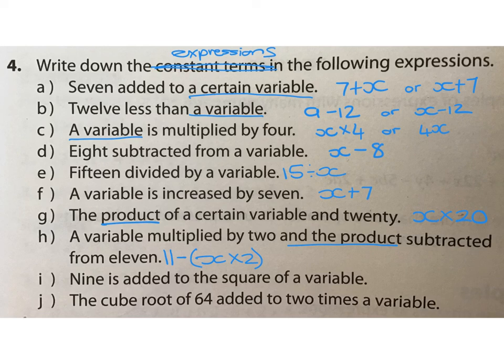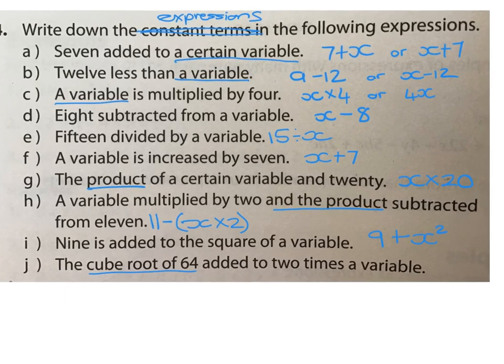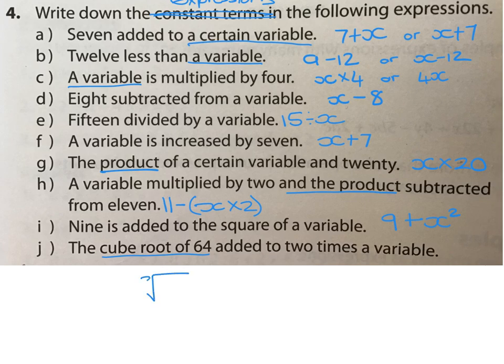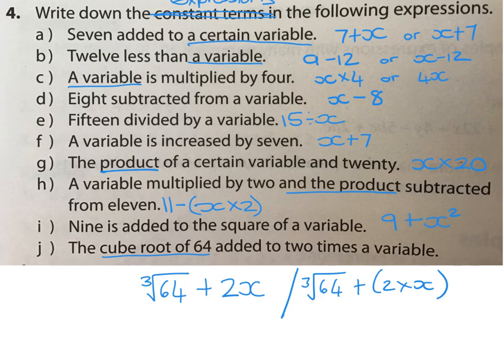9 is added to the square of a variable means x squared. The cube root of 64 looks like this. The cube root of 64 added to 2 times a variable. Now you could write 2 times x, or you could just write 2x. So your other option would be to have cube root of 64 plus 2 times x. That would be right. See?